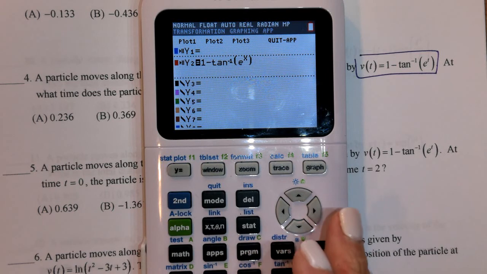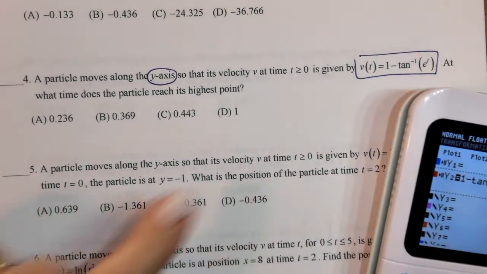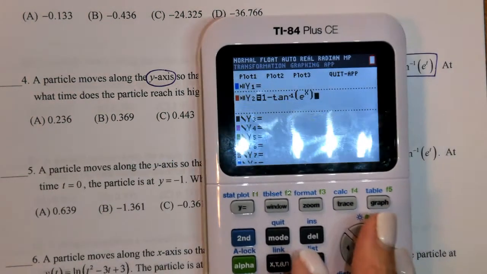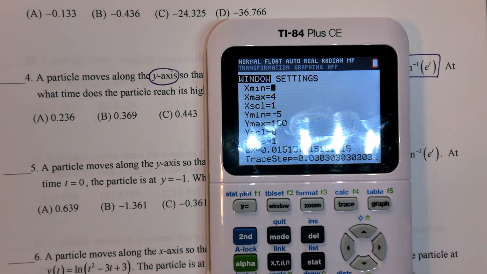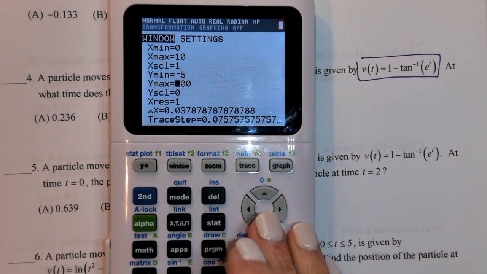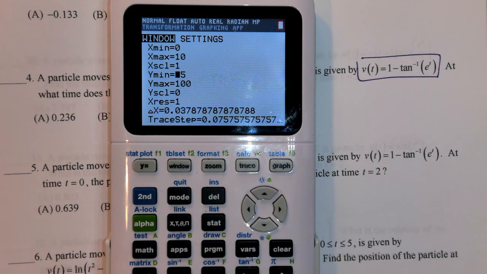Okay, make sure I got it in there right. And we just have time greater than 0. We don't have an ending for our time, so let's just put in maybe 10 and go from there. And I really don't know what my max and min velocity will be, so I think I'm going to make it -10 to 10, and I can always adjust.